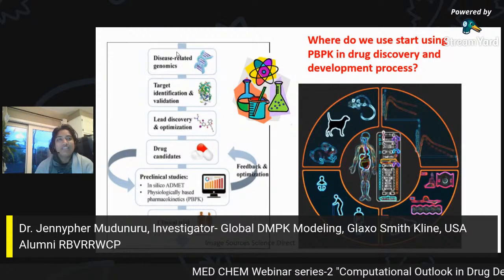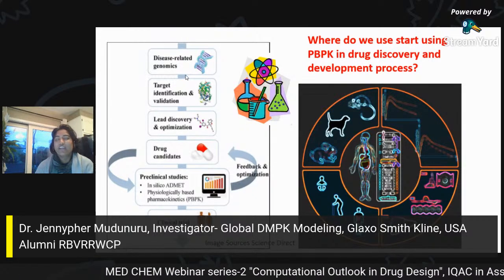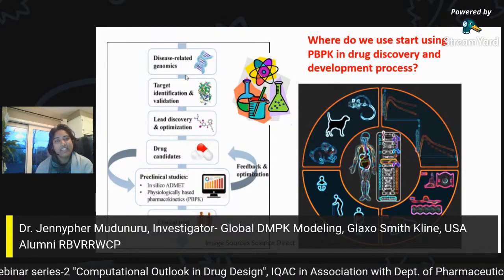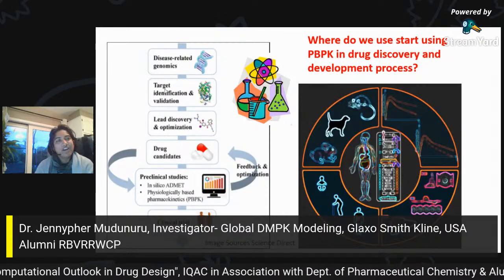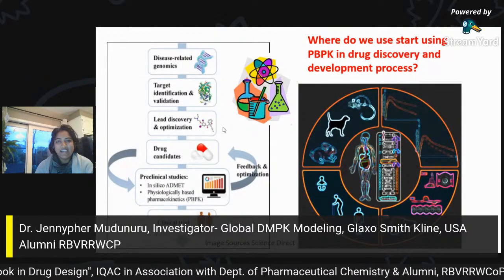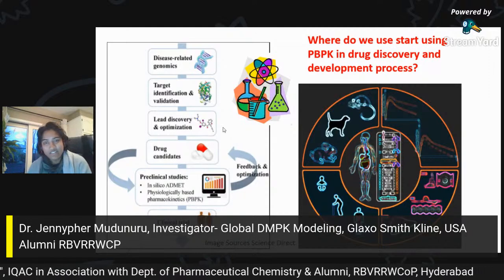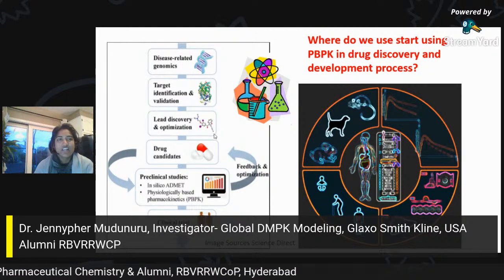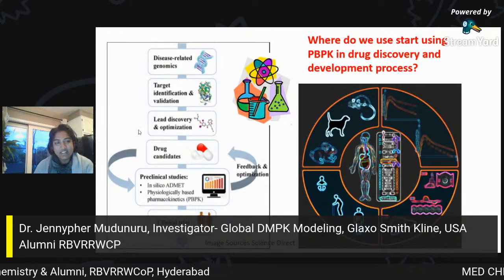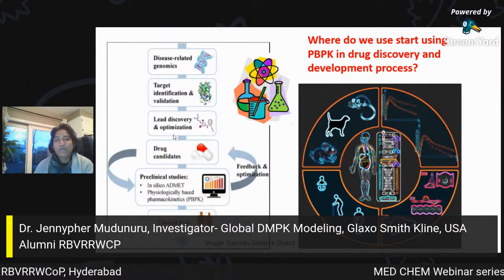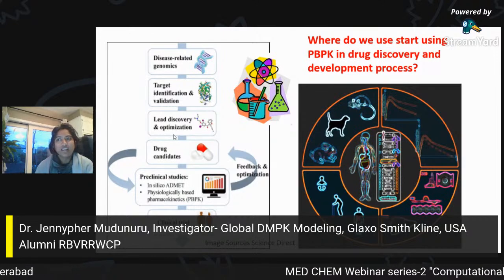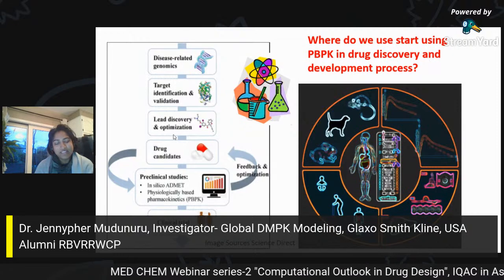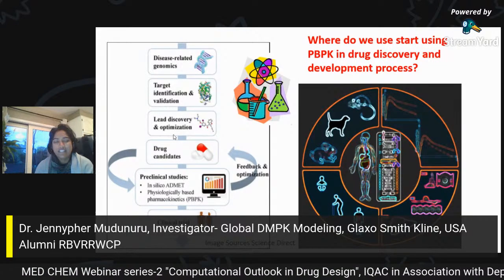So you have disease related genomics, where you're trying to understand your disease, whether it's oncology or any therapeutic area. Then you identify and validate the target, and you see if it's a good target and if you could develop any medicines for it based on structure. Once you have the target, you go into lead discovery and optimization. So you choose a target, then they make hundreds and hundreds of compounds that would actually engage that target.